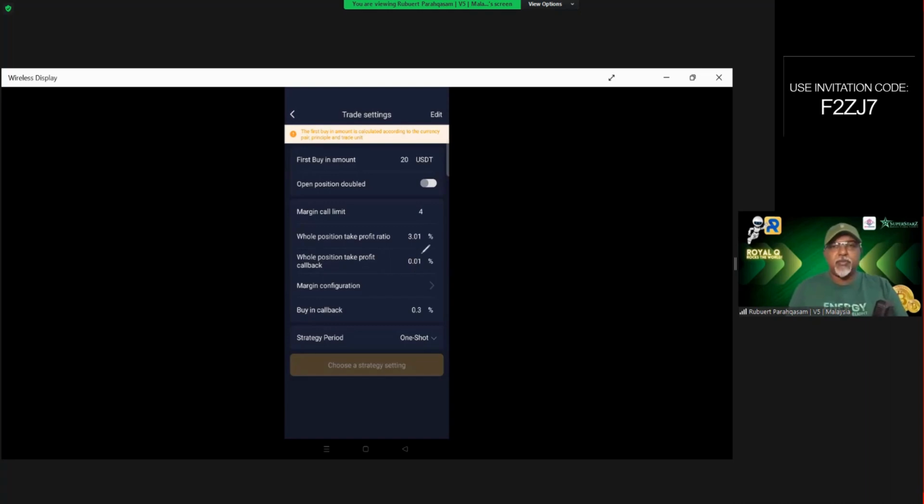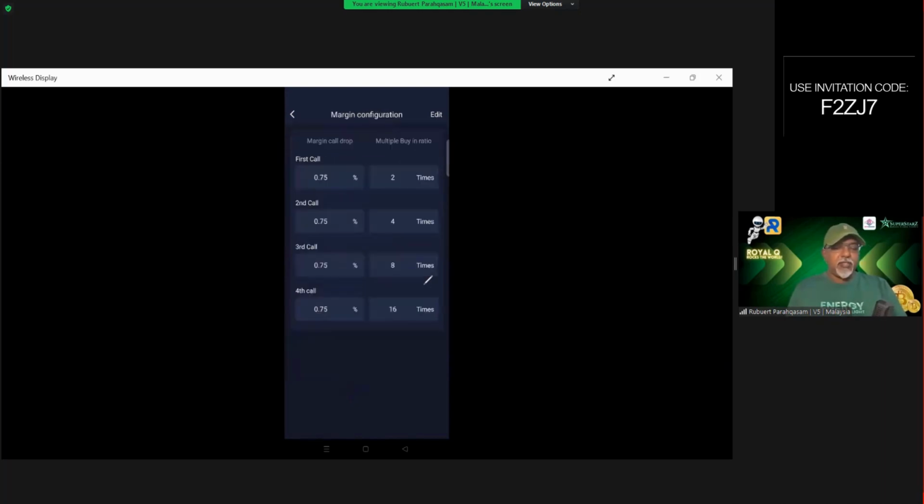Here you can see this is very small, 0.01. The reason why I did this is the moment it hit that 3%, I wanted to quickly sell and exit. That is the reason why this is 0.01. The default value will be 0.3.